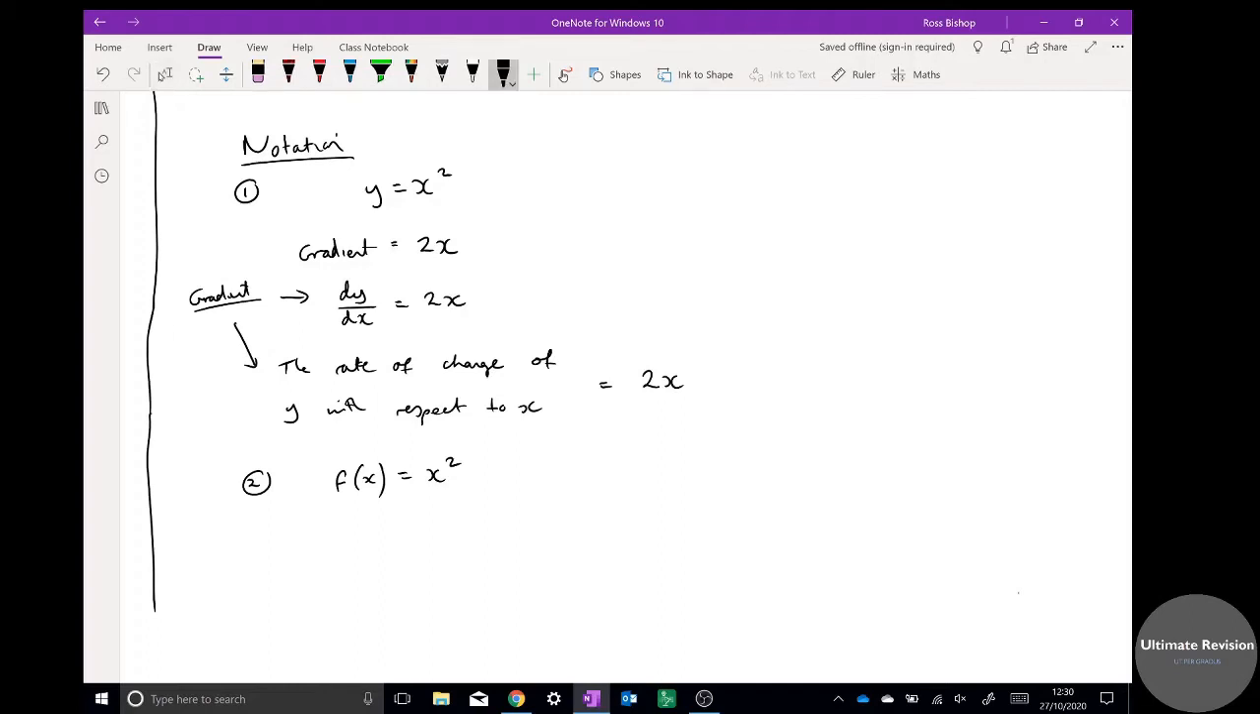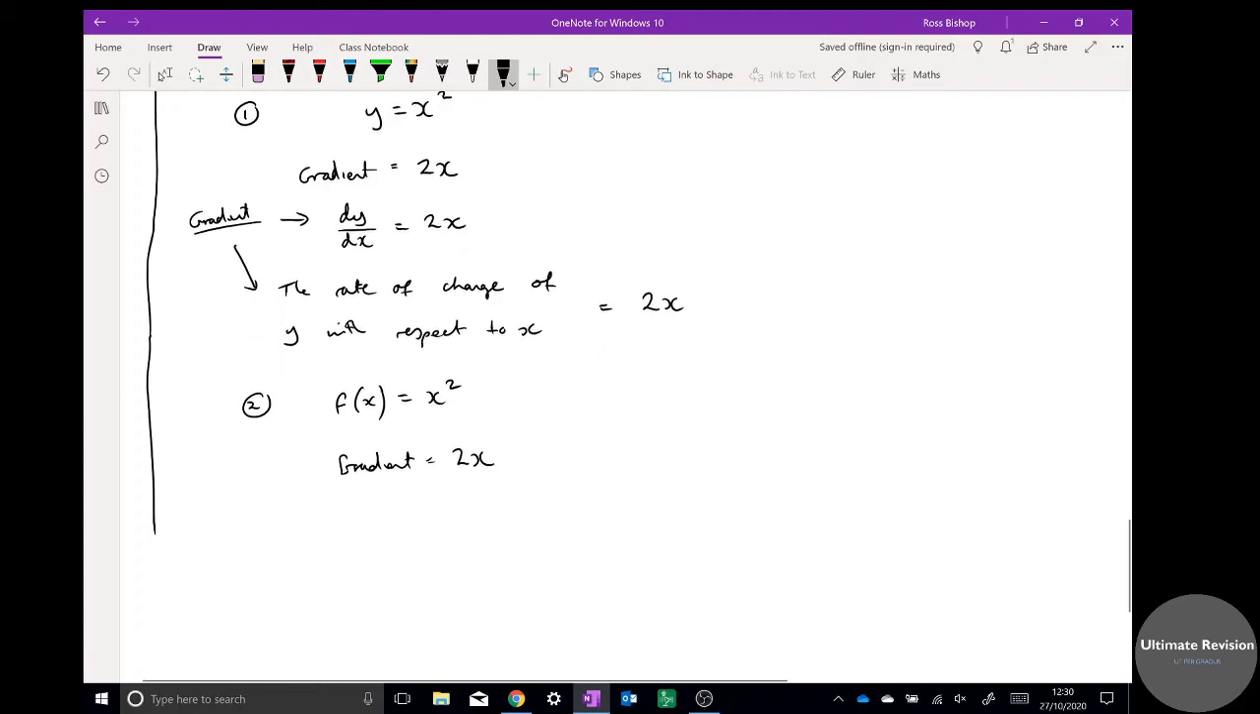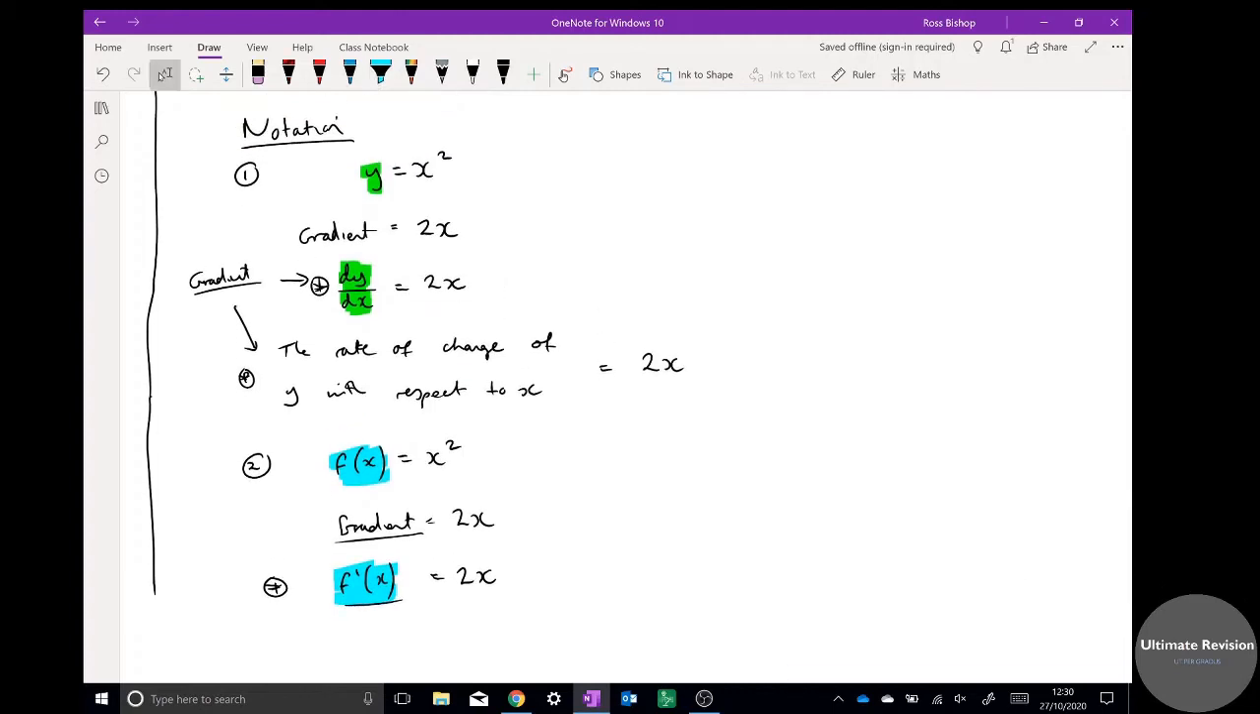And the gradient, well, we know the gradient is 2x, but more commonly we call that f dash x, which is the same as the gradient. These mean the same thing. So dy dx, the rate of change, and f dash x all mean the gradient. Okay, and these two here are the most common. So dy dx you use when you've got y, and if you see f of x, you must use f dash x, and those two are the most common pairings. Okay, so that's the notation you need to know.